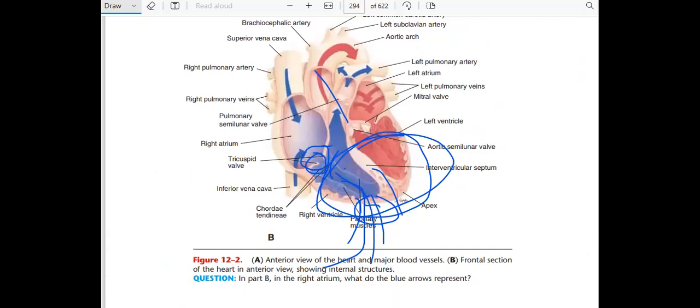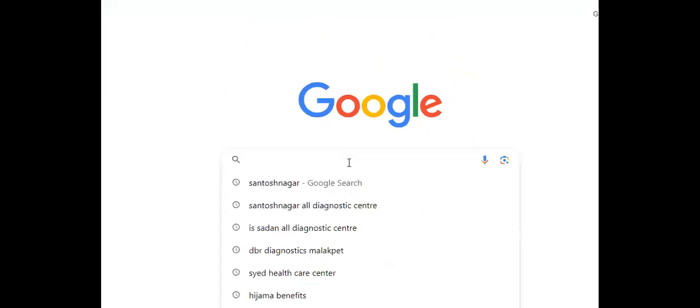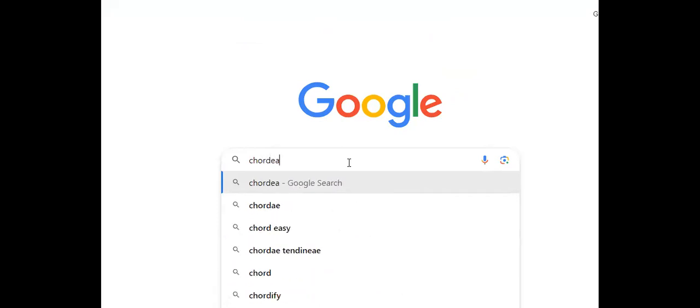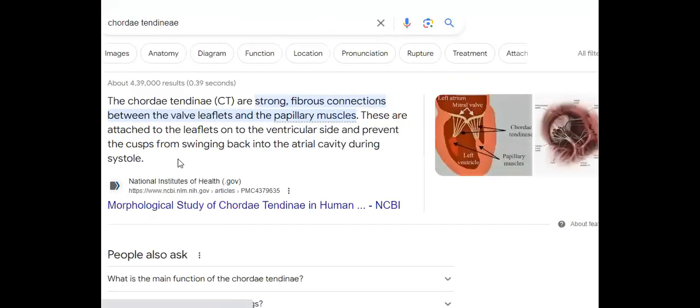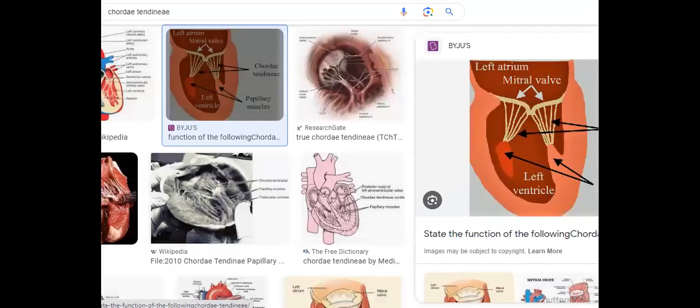So basically, if you see the anatomy of the heart, here we have the tricuspid valve. It is connected along with these heart muscles. Okay, these muscles are the chordae tendineae. So let's see here. My image is not given, so let's see. So this you can see.